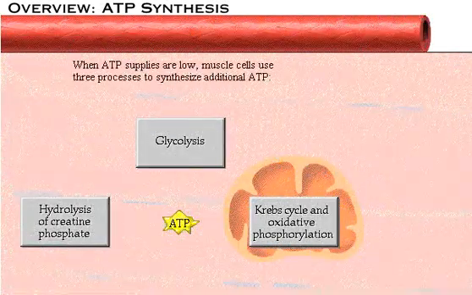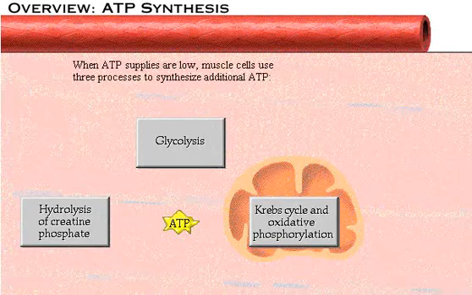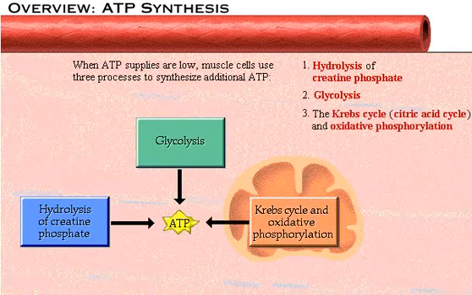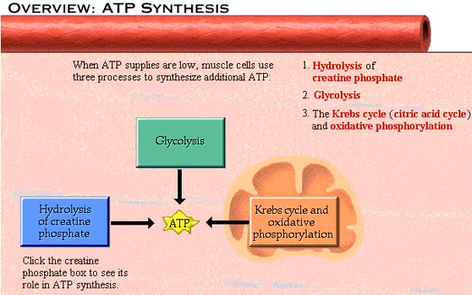When ATP supplies are low, muscle cells use 3 processes to synthesize additional ATP. 1. Hydrolysis of creatine phosphate. 2. Glycolysis. And 3. The Krebs cycle, also called the citric acid cycle, and oxidative phosphorylation. Click the creatine phosphate box to see its role in ATP synthesis.